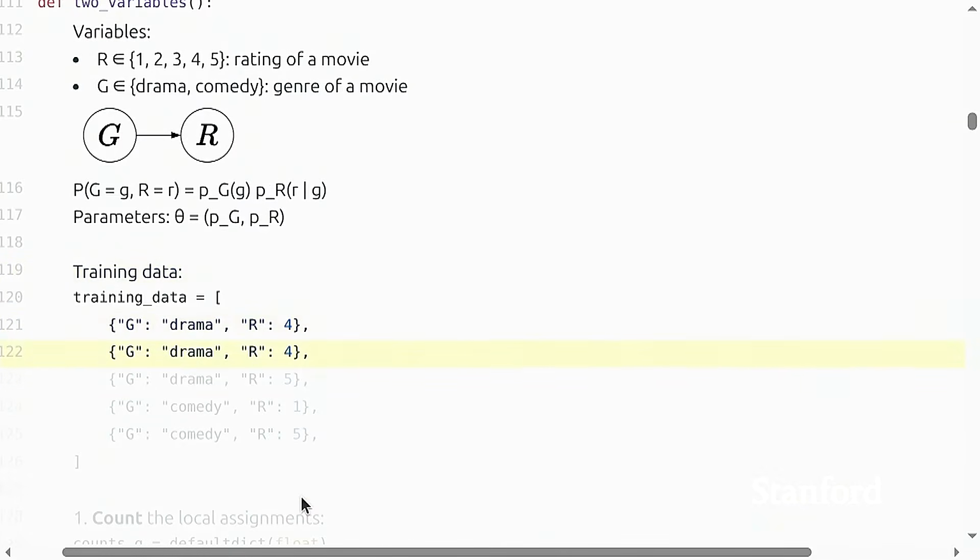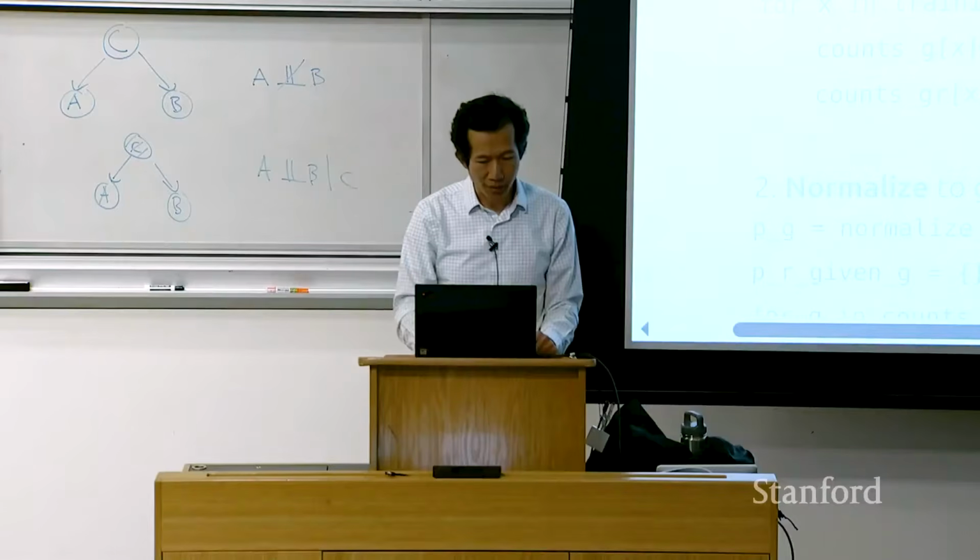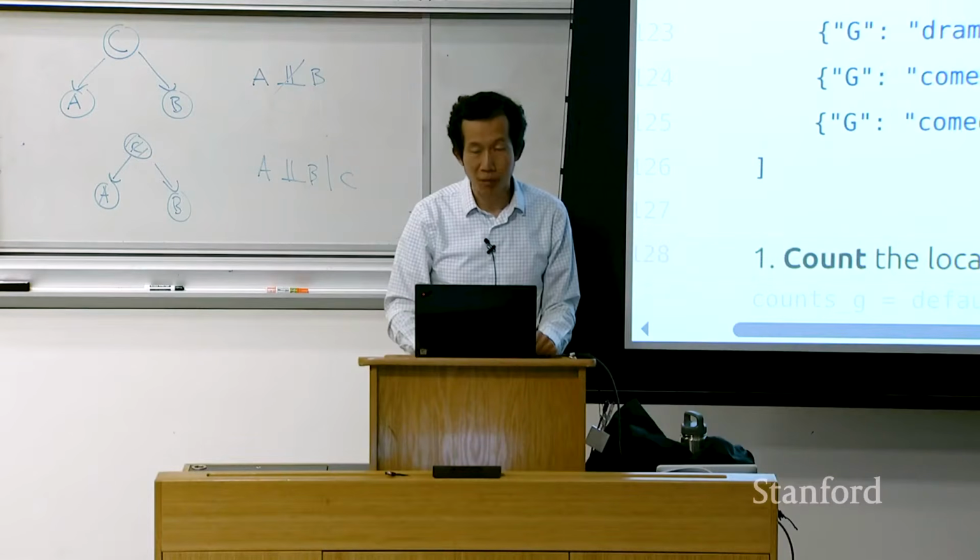Okay, so what does the training data look like? Every example has a genre and a rating. So for example, this one says there's a drama movie that was rated 5. There's a comedy that was rated 1. Okay, so how do I estimate this Bayesian network?